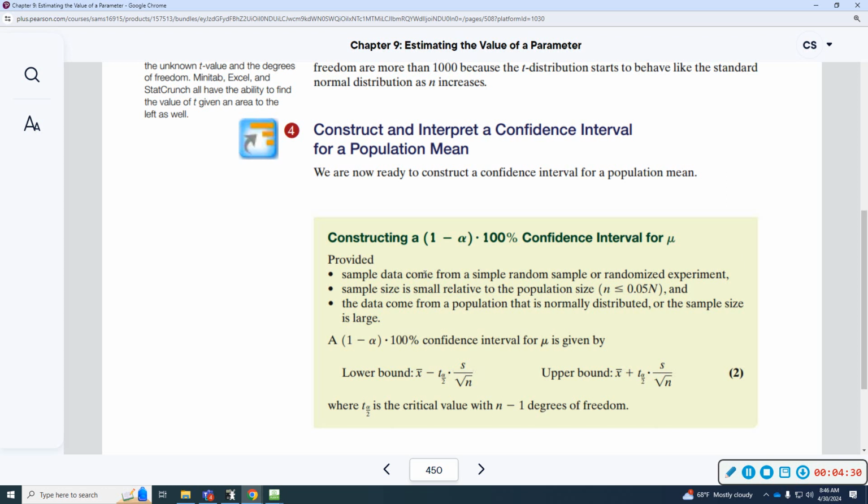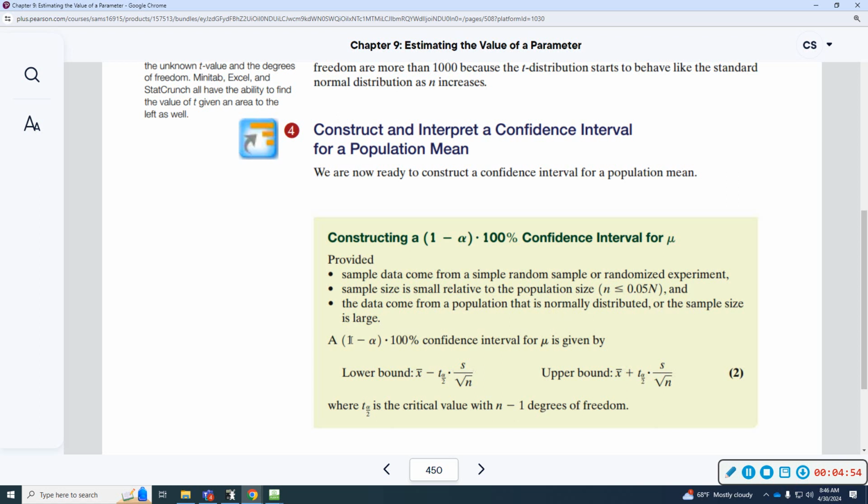So provided that the data come from a simple random sample or randomized experiment, the sample is small relative to the population size, so n is less than 5% of the population size, and the data come from a population that is normally distributed or the sample size is large enough.